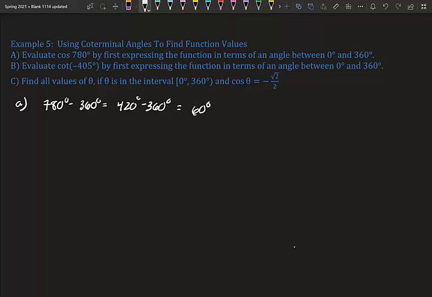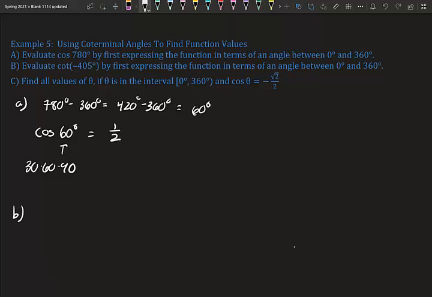So if we're trying to find cosine 780, which is cosine 60 degrees, remember that is its reference angle. Since it's 60 degrees, we're going to be using a 30, 60, 90 triangle, or cosine 60 we know is 1/2. It's positive because we're working in quadrant 1, because your theta is your reference angle and it's all in quadrant 1. Alrighty, part B.